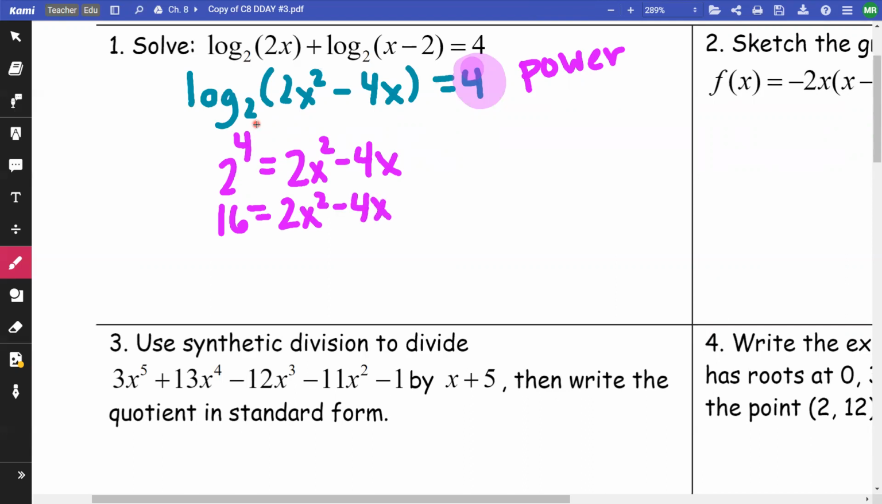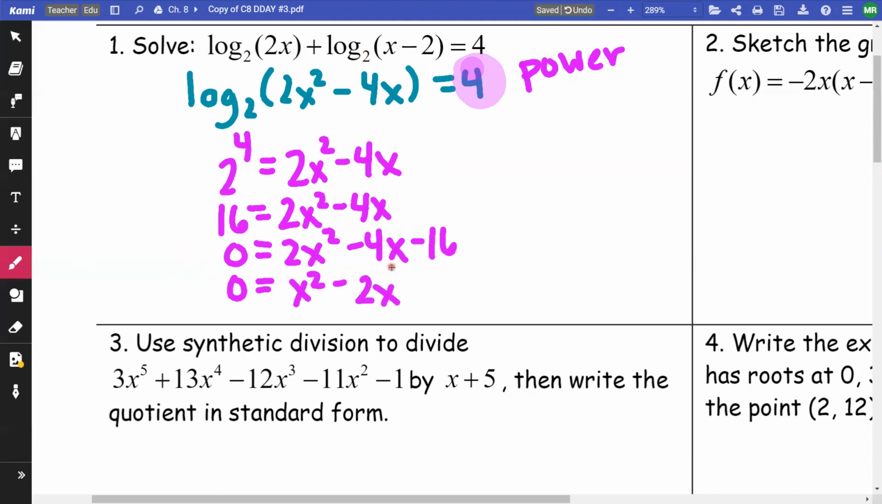So we have a quadratic. We are going to get 0 on one side, everything else on the other side. So I'm going to subtract 16. Myself personally, I notice that everything here is divisible by 2. So I'm going to divide everything by 2. I'm allowed to do that because I'm dividing this side by 2, but 0 divided by 2 is 0. 2x squared divided by 2 is x squared. Negative 4x divided by 2 is a negative 2x. And negative 16 divided by 2 is a negative 8.